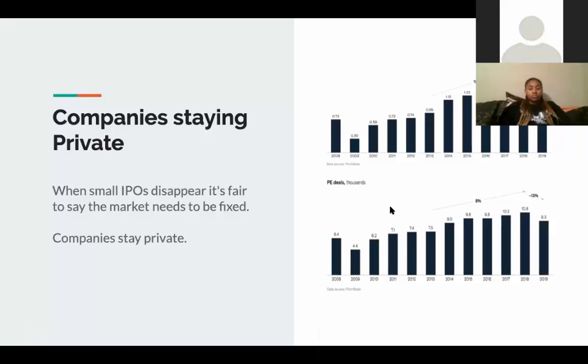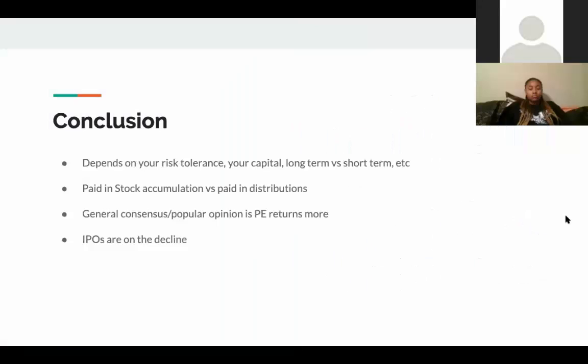And so as a conclusion, as far as private versus public performance, it really depends on what you are willing to do as an investor. What's your risk tolerance? Are you in it for the long game? Do you need liquidity?